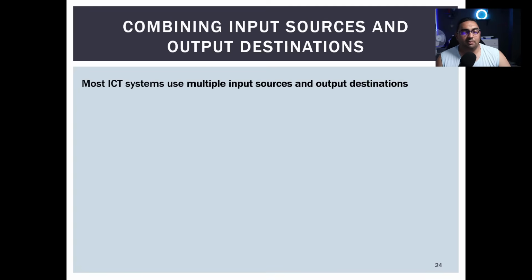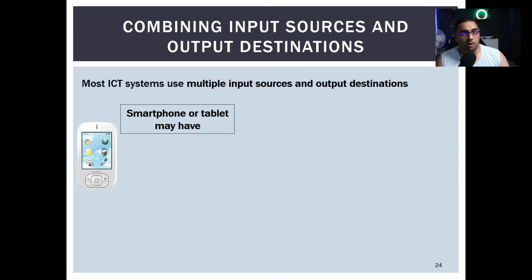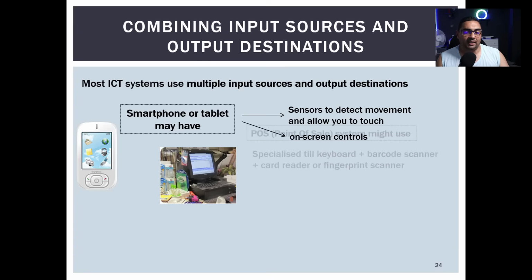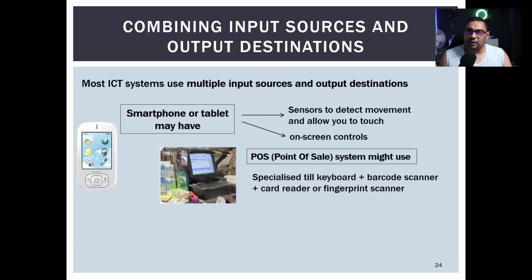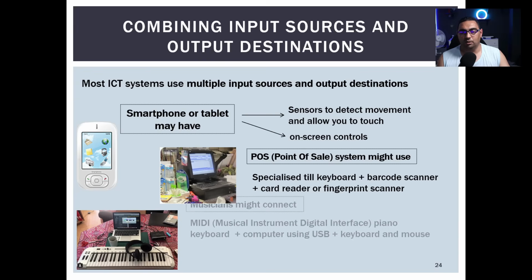But they do mention something interesting here, where you are combining the input sources and output destinations. So here they tell us that most ICT systems use multiple input sources and output destinations. We look at our smartphone. Our smartphone or tablet may have sensors that detect movement and allow you to touch, right? They also have on-screen controls. Think about your point of sale system. Your point of sale system allows you to type in information, and at the same time, it is allowing you to do what? To scan barcodes.